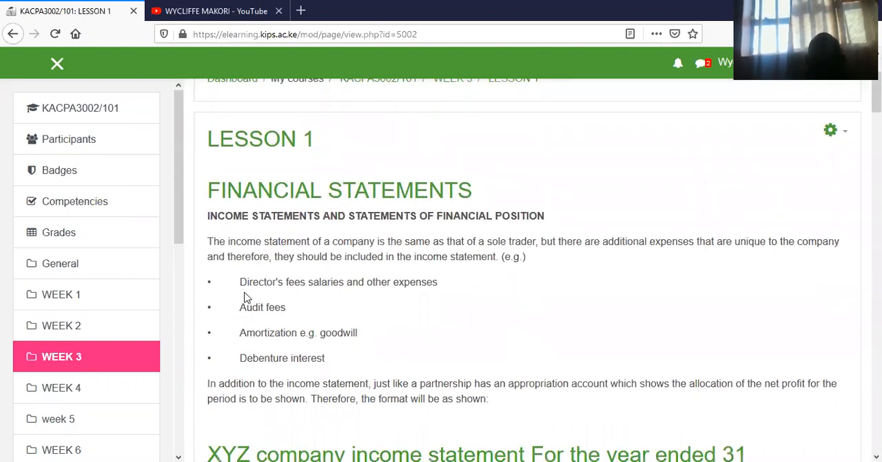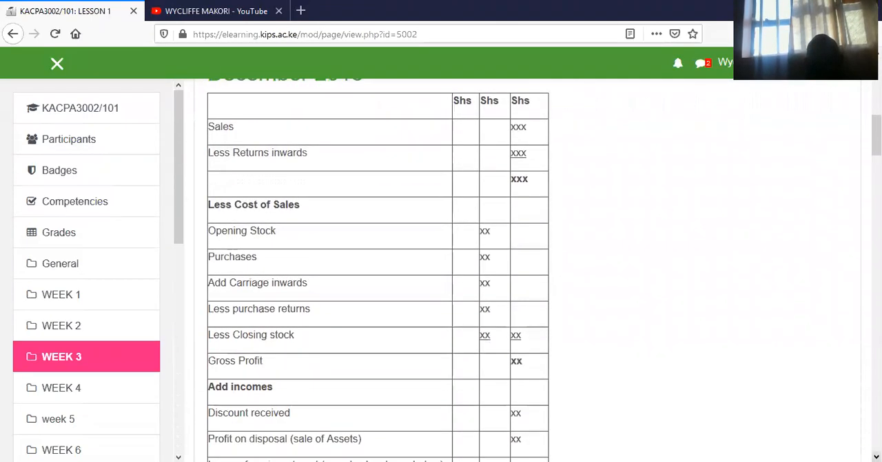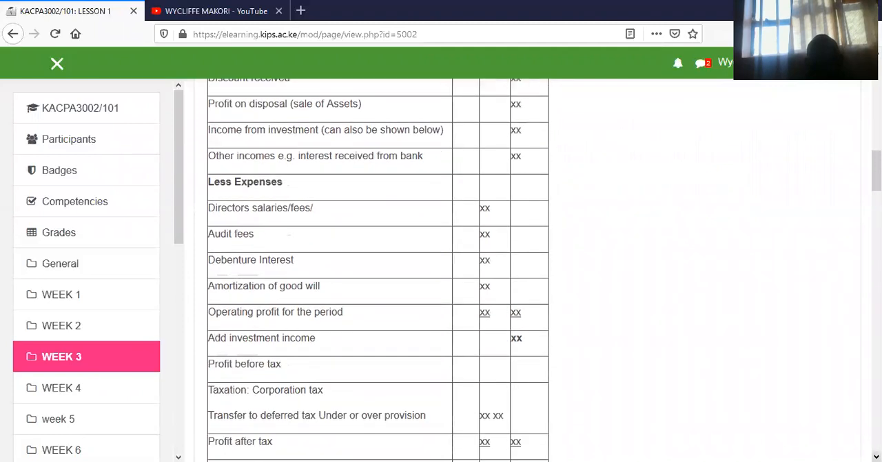For example, we are going to have a case whereby we have the director's fees, salaries, and other expenses. We have the audit fees. We have amortization of things like goodwill, debenture interest, which actually don't appear in the accounts of a sole trader. So, in this particular case, the adjustments that are made are on the basis of that.